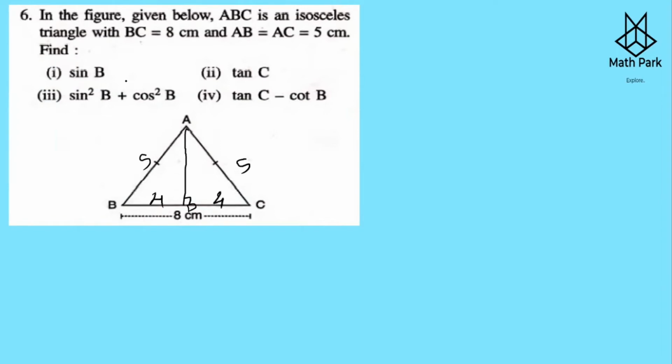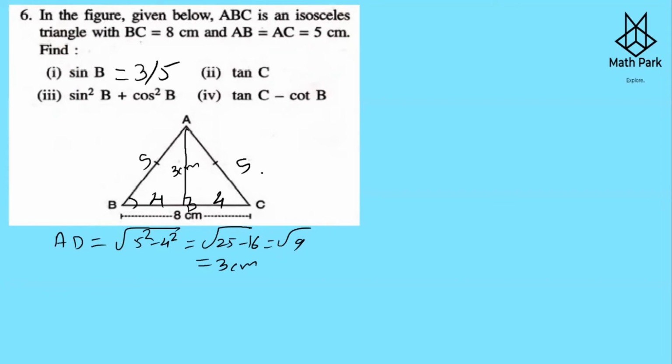So to find sine B, we need the opposite side. So let us find AD. You get AD is equal to square root of 5 square minus 4 square. That is root of 25 minus 16, which is root 9. And that is 3 centimeter, the length of AD. So sine B is equal to opposite upon hypotenuse, that is 3 upon 5. Then you have to find tan C. So tan C is opposite by adjacent. So it is going to be 3 by 4.